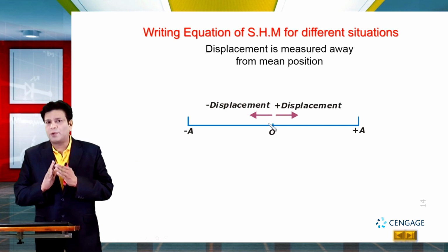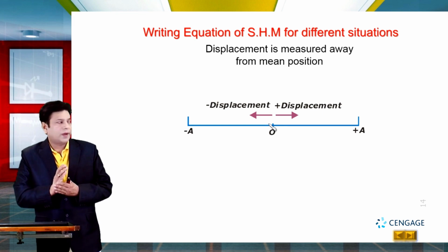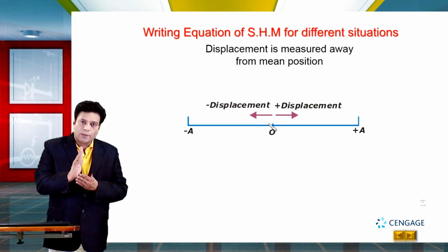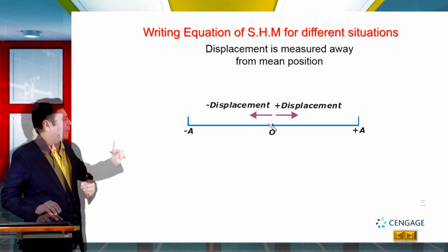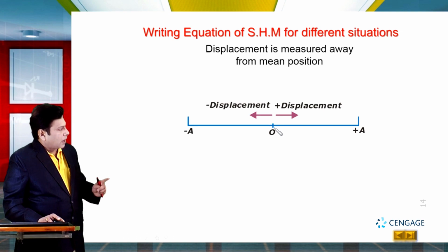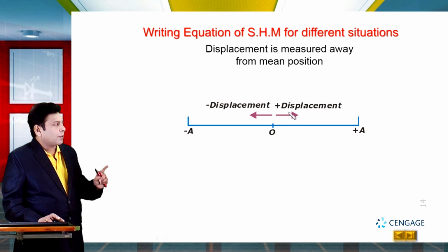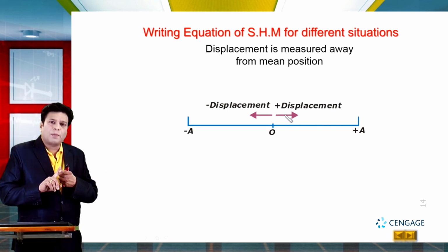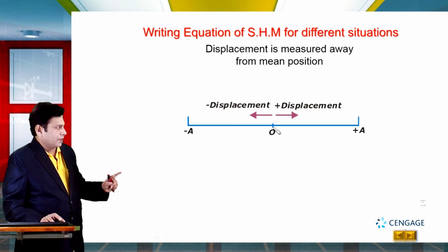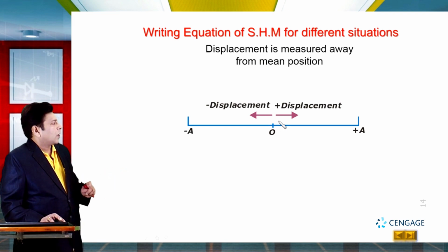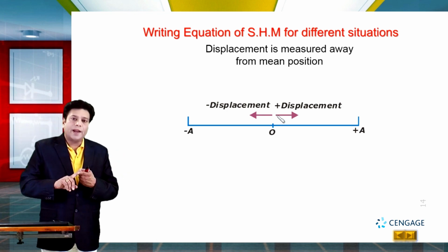You know, at the mean position the particle is in the stable equilibrium condition, that is, the net force acting on the particle in this situation should be equal to 0. We always assign the position of the oscillating particle with respect to this particular position, the mean position. If you take one direction as positive, the opposite direction should be taken as negative.